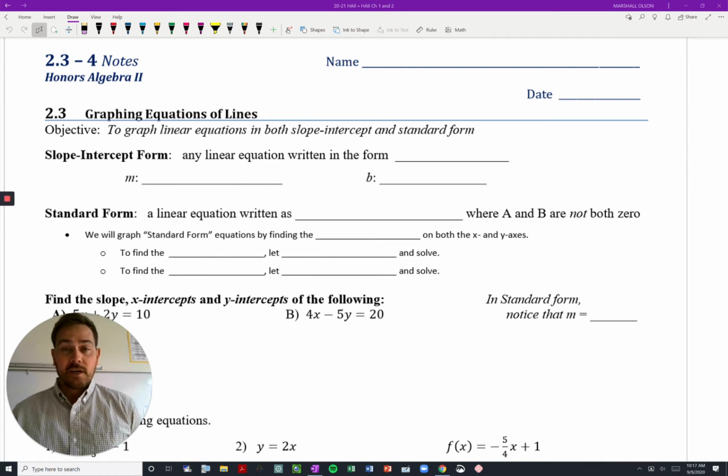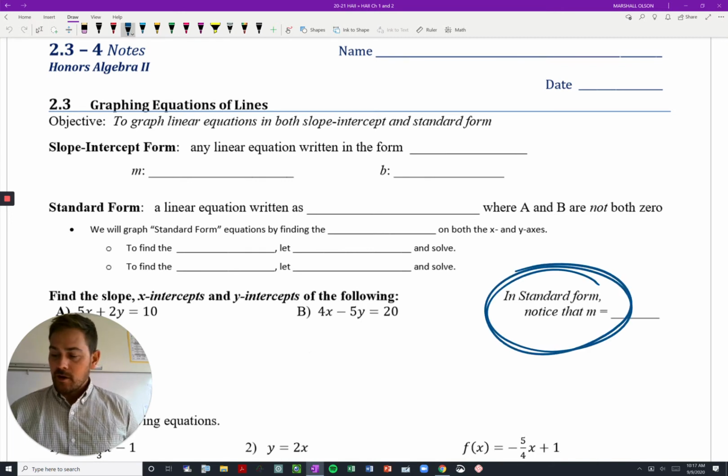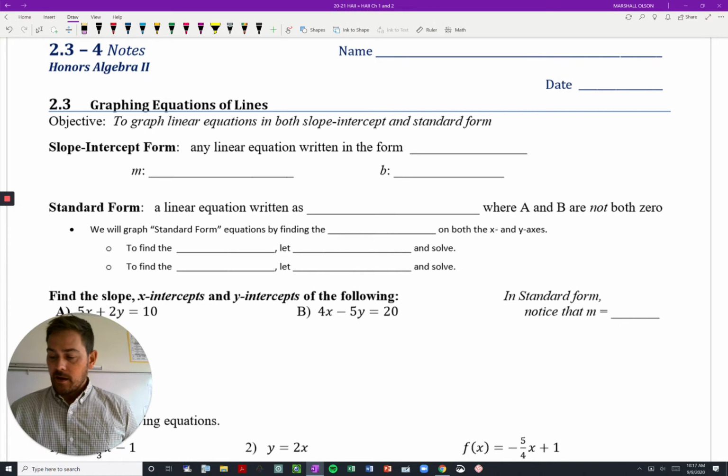All right, we're going to go over section 2.3. It's going to be a short section, a short video. It's reviewing how to graph lines in different forms. A lot of this you're probably not even going to need a review on, but there are certain pieces that I think you need to see, like standard form here and pulling information out of standard form so that we're not always putting things into slope-intercept. So make sure you're paying attention to that.